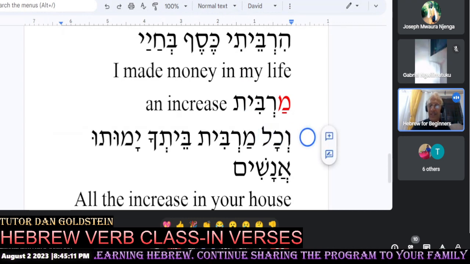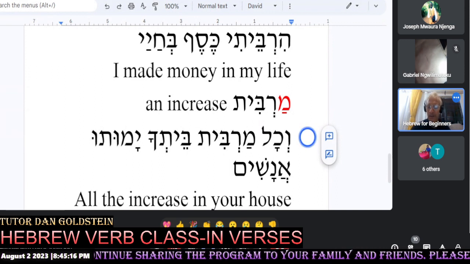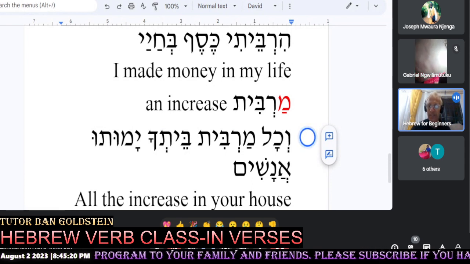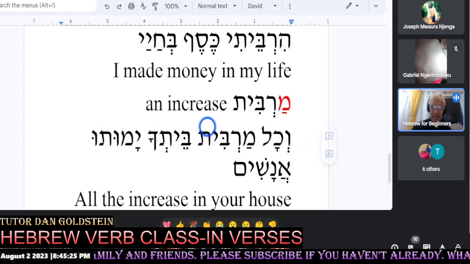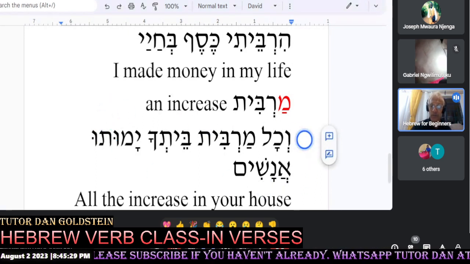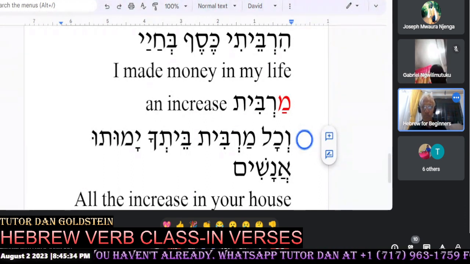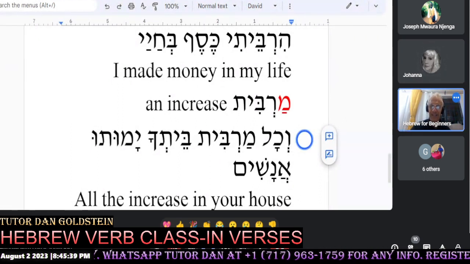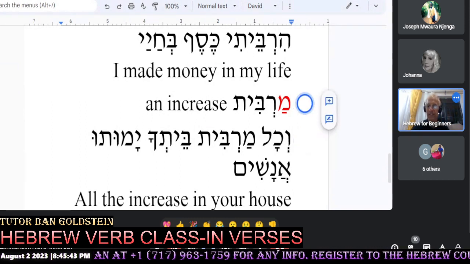So the word marbit is an increase, and we have a nice verse from Samuel which will give us an example of the word marbit. But let's just take the excerpt from the verse here. Are you ready to read, Johanna? Yes, now I came inside, so I should. Okay. We're looking to read this bit of Hebrew underneath the word marbit.